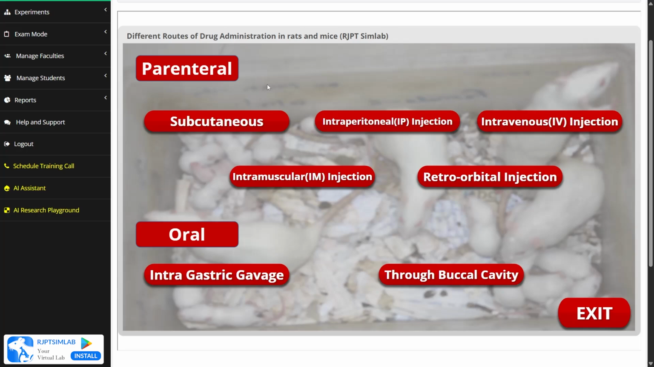Now let's start with the parenteral route. The parenteral route consists of, first, the subcutaneous route; second, the intraperitoneal route; third, the intravenous route; fourth, the intramuscular route; and fifth, the retro-orbital route. Now, let's start with the first parenteral route, which is the subcutaneous route.